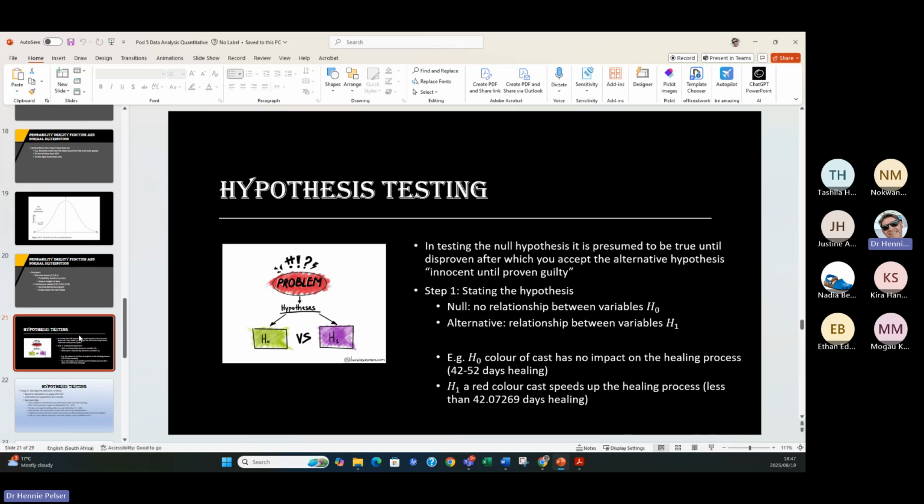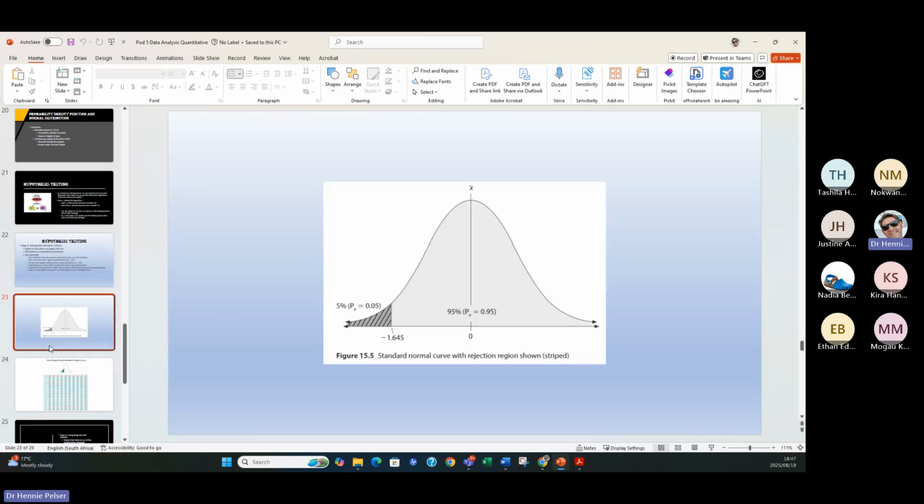Okay, I will make sure that it's there. Guys, I will make sure that it's there.